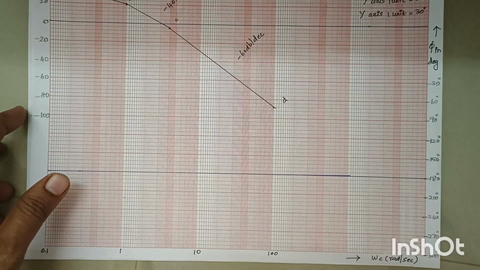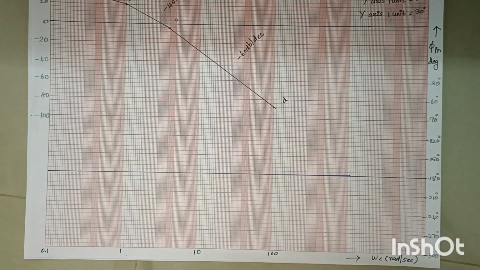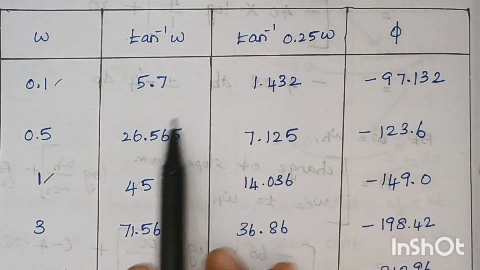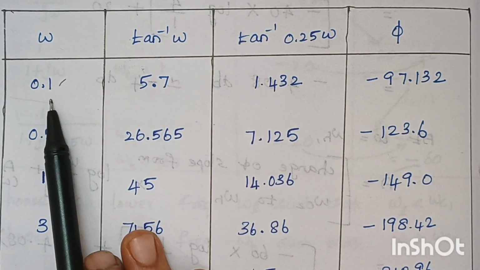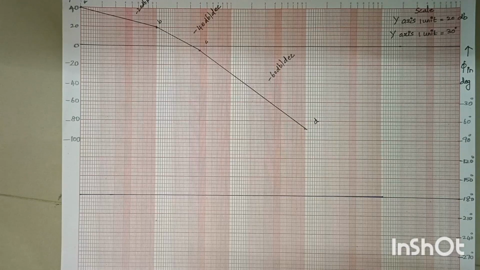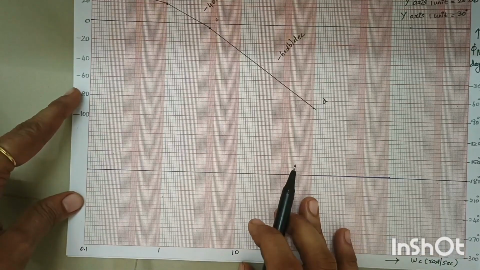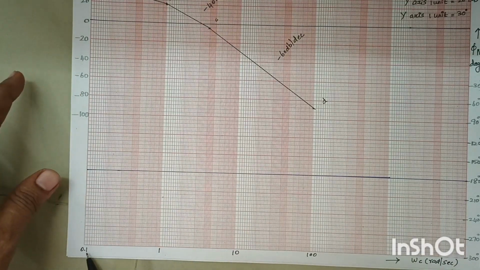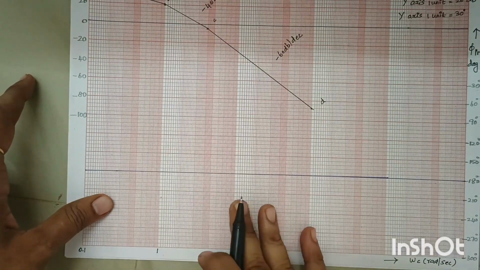Right? So the first point here is for a corner frequency of 0.1, the phase angle is minus 97. Now we are going to mark our first point. The value is for a corner frequency of 0.1. You see here lies 0.1. The phase angle is minus 97.